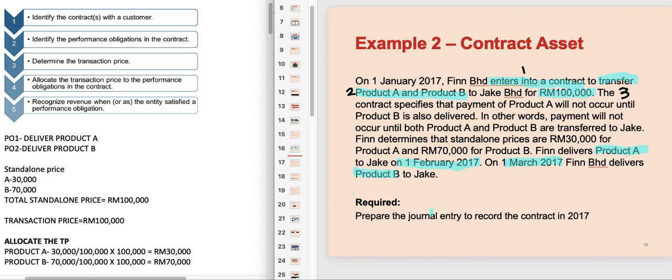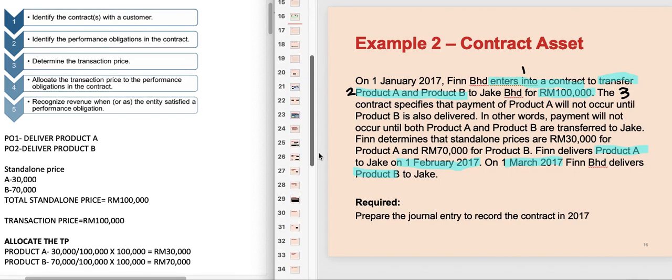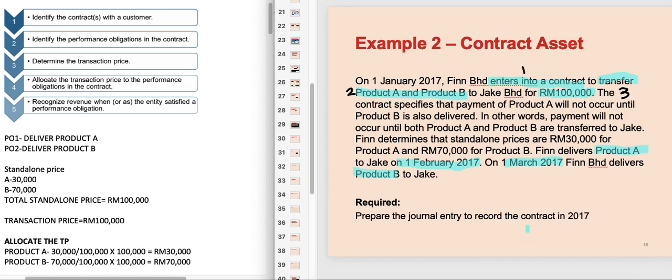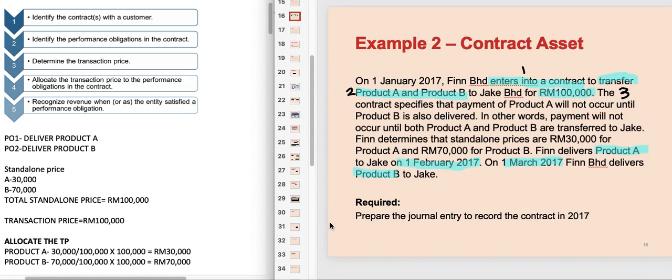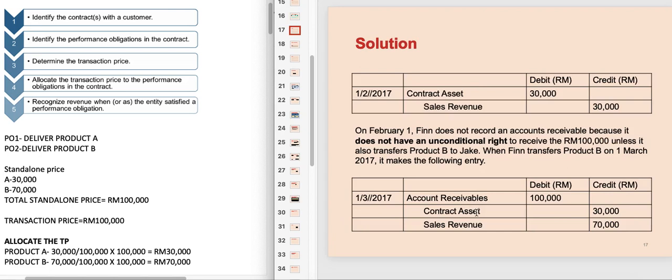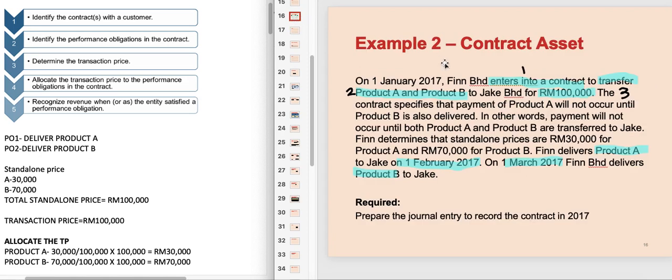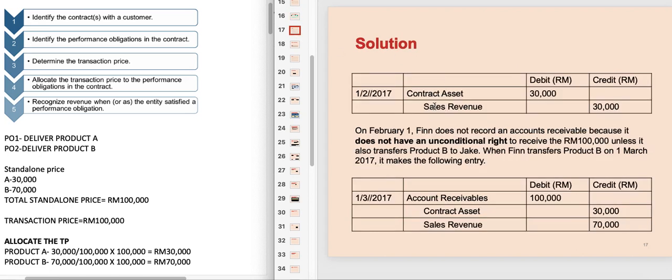Okay, so now we look at the journal entry. Now on 1st February, is referring to here when you deliver product A. So you will only recognize it as revenue when you deliver the product, when you fulfill your performance obligation. So 1st February, you recognize your revenue for product A. So the allocated price for product is 30,000.